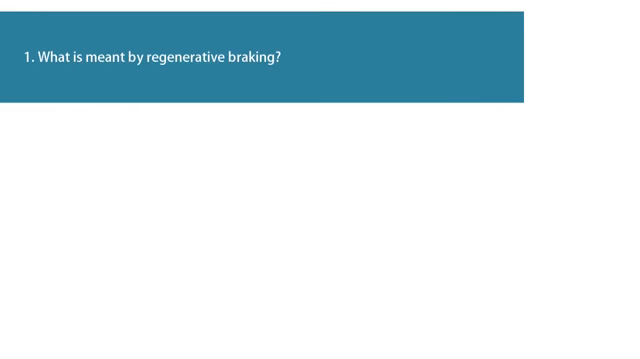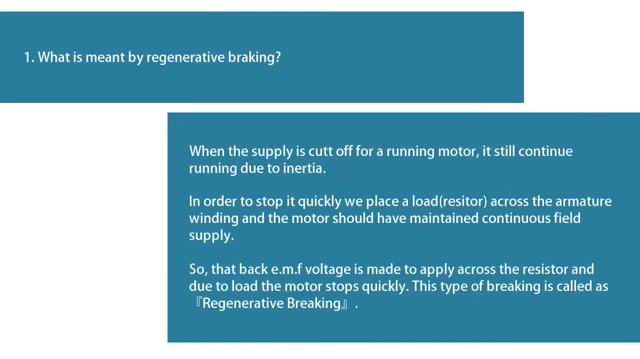1. What is meant by regenerative braking? When the supply is cut off for a running motor, it still continues running due to inertia. In order to stop it quickly, we place a load resistor across the armature winding, and the motor should have maintained continuous field supply. So, that back EMF voltage is made to apply across the resistor, and due to load the motor stops quickly. This type of braking is called regenerative braking.